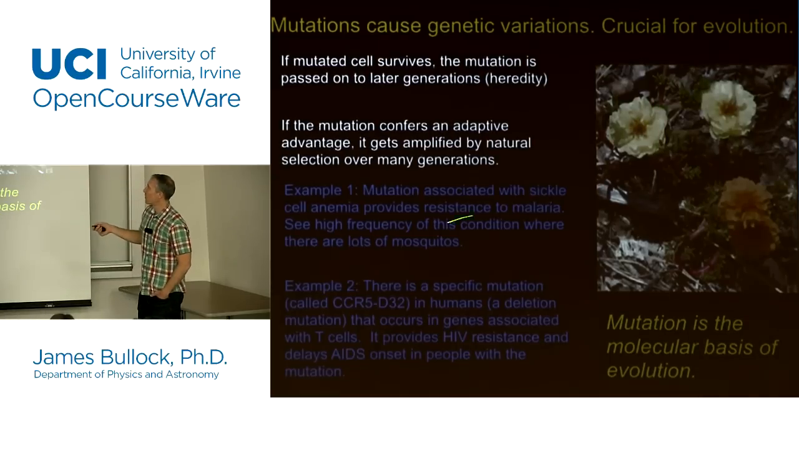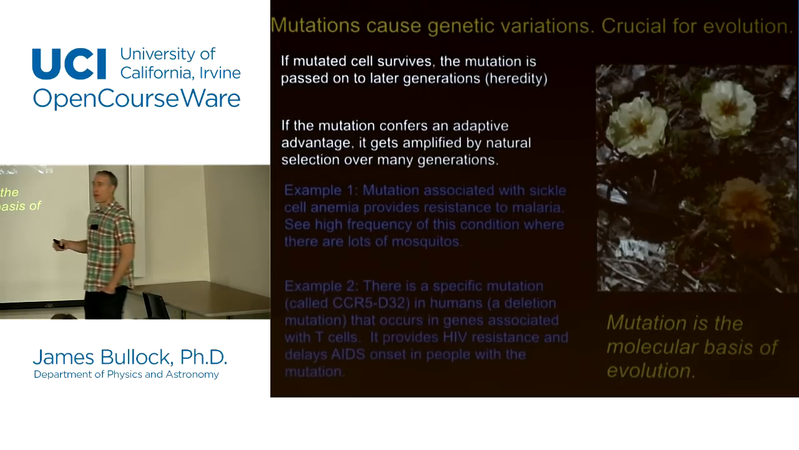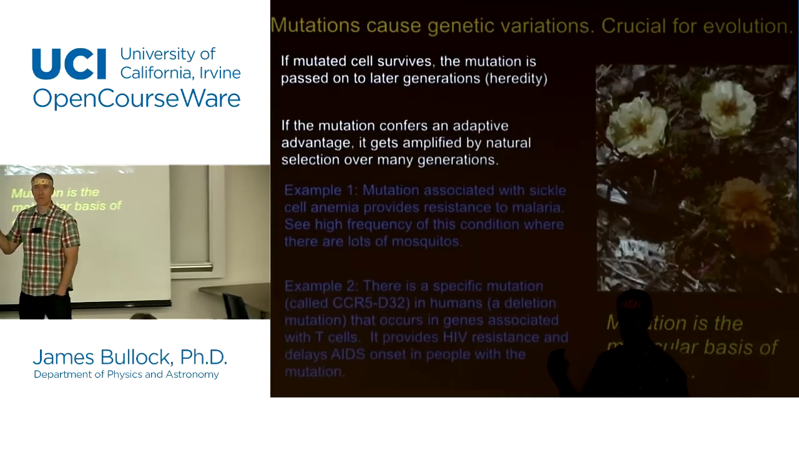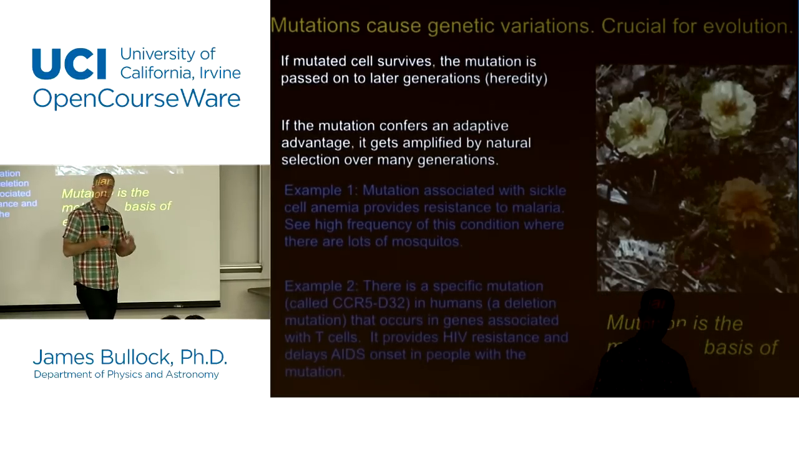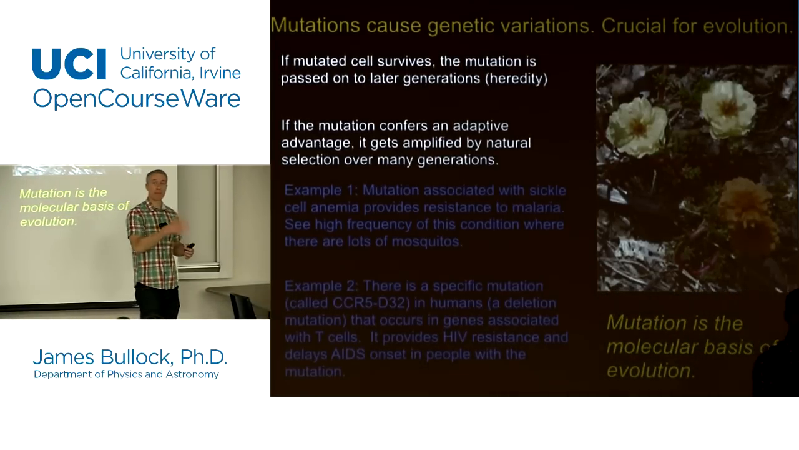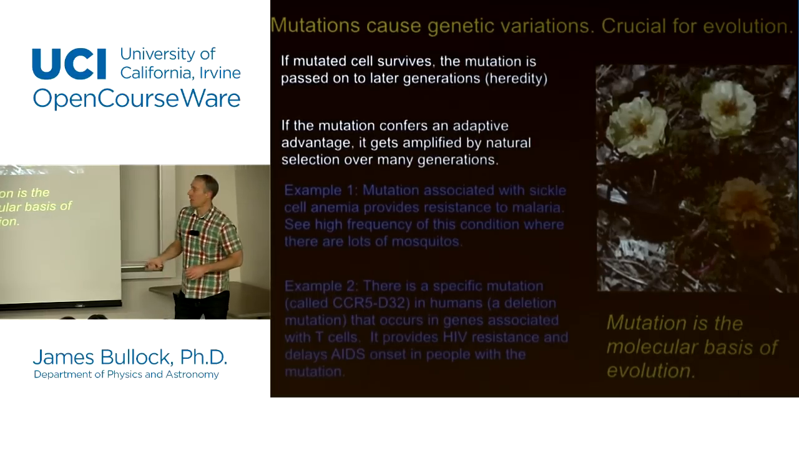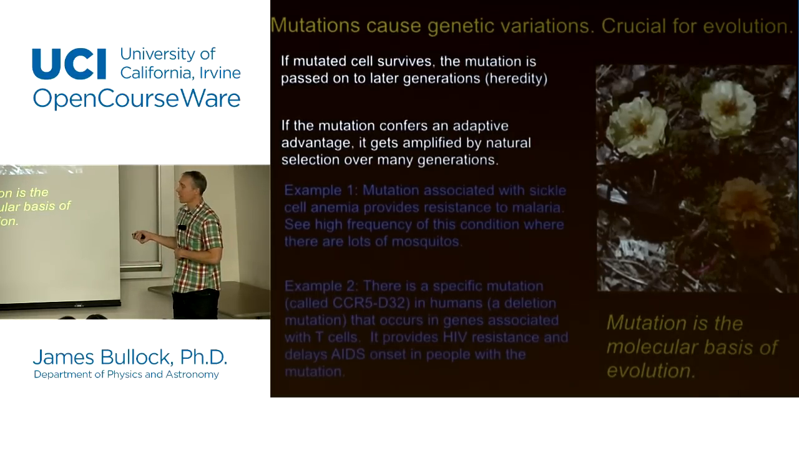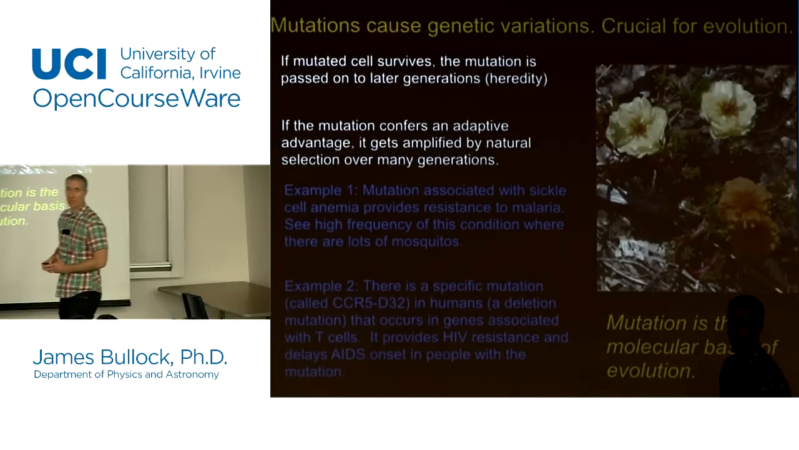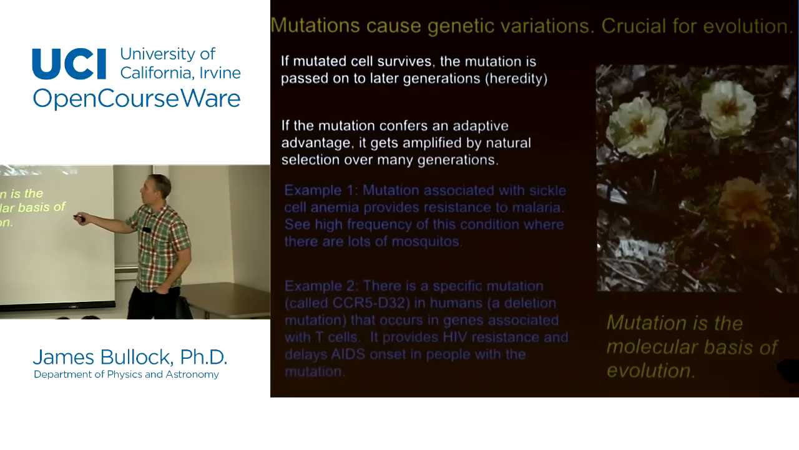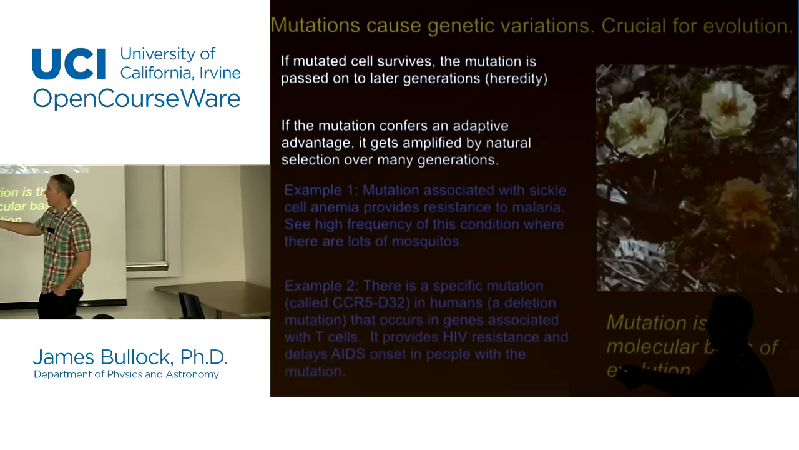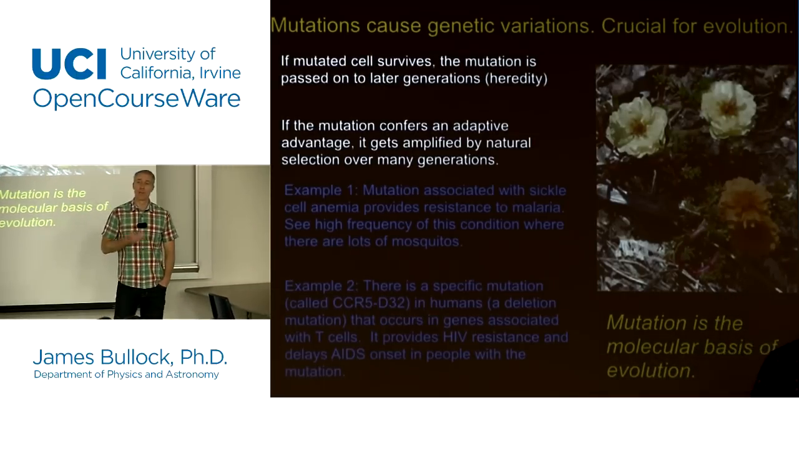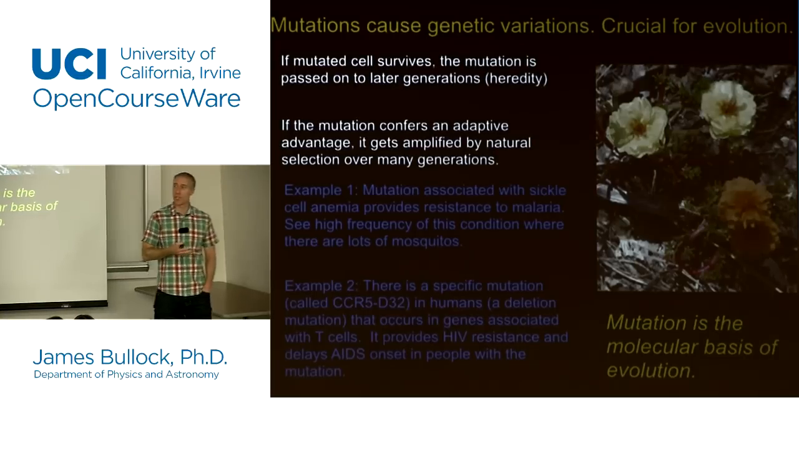For example, there's a mutation associated with sickle cell anemia. Depending on what the conditions are, if you inherit the mutation for sickle cell anemia and you happen to live in a place with a lot of mosquitoes, then you are more resistant to malaria, and you might be more likely to live and thrive in that environment. And in fact, it's true. People who are from areas that have lots of mosquitoes are more likely to have inherited the gene for sickle cell anemia.